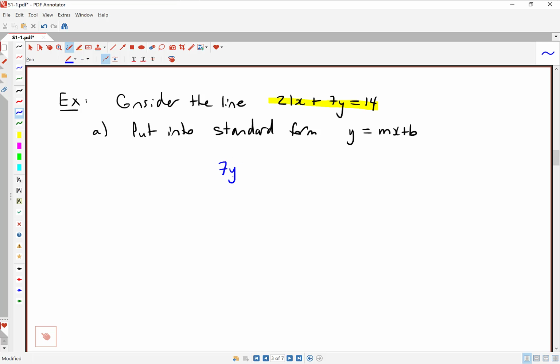So let's subtract 21x from both sides. 7y would be -21x + 14, and then we can divide through by 7. So we just need to make sure to divide every single term by 7, and we'd have y = -3x + 2. And there we have our slope-intercept form, or you could call that standard form. So the idea is that now we've got it into the standard form, y = mx + b, it's easy to pick out the slope. So the question is, what is the slope of this line?